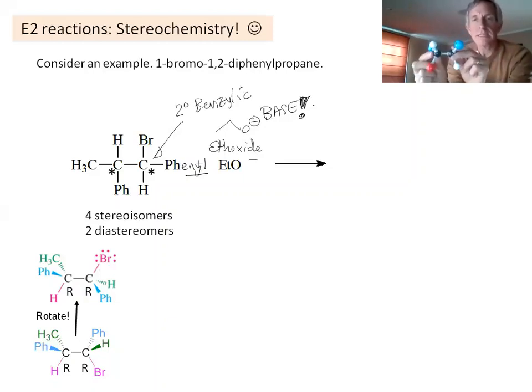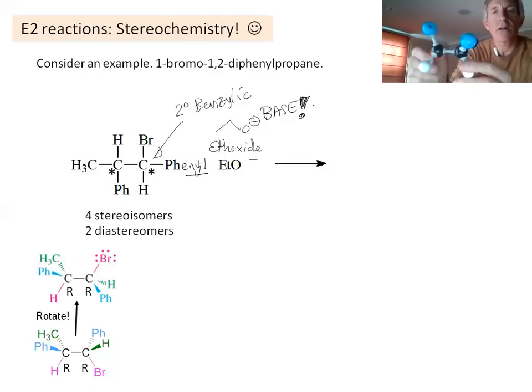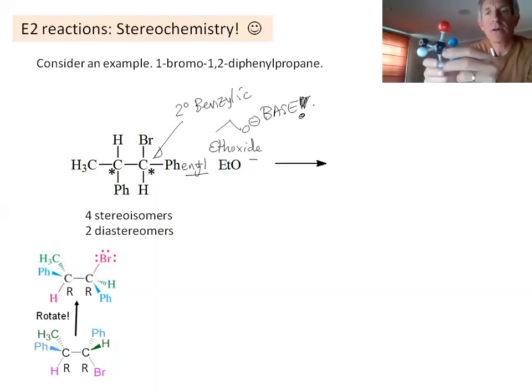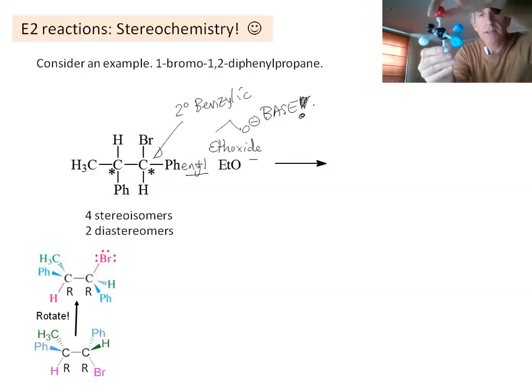Okay, does everybody see this? And so what I really wanted to do is I wanted to take this Br and rotate it all the way up. So it is now like this. It is now on top straight up, and this proton is in the bottom straight down. Looking down this Newman projection, you can see these two are now coplanar and anti to each other.